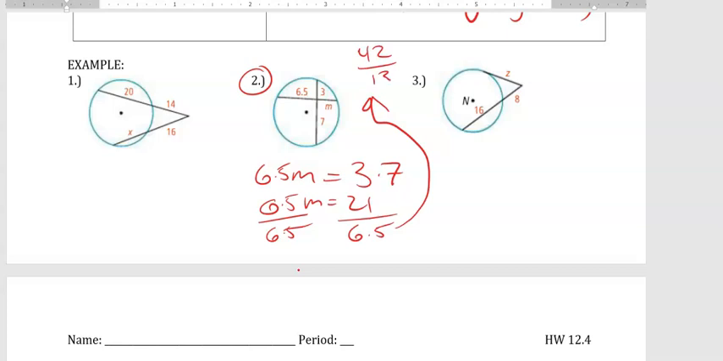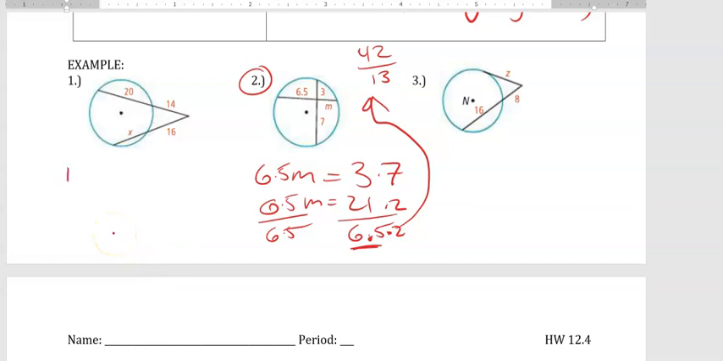42 over 13. The way that they do that is, what is the smallest number 6.5 can be multiplied by so that it's no longer a decimal? 2. So I can multiply the bottom by 2 and the numerator by 2 as well, and that's how they got their 42 over 13. Does anybody have any questions about one of those basic problems? Nope. So let's go ahead and do problem number 1.